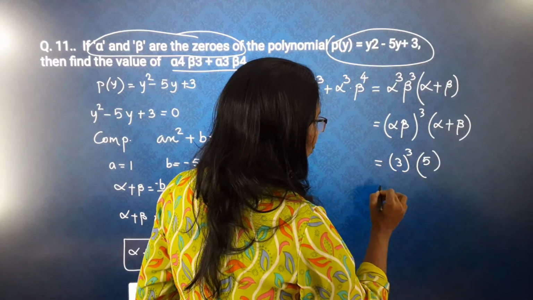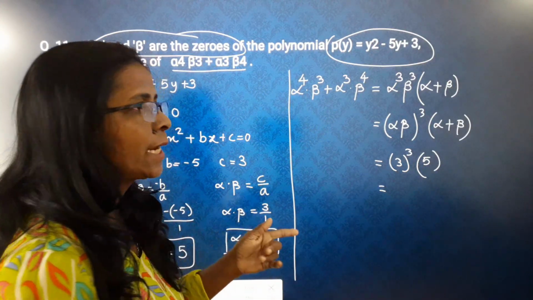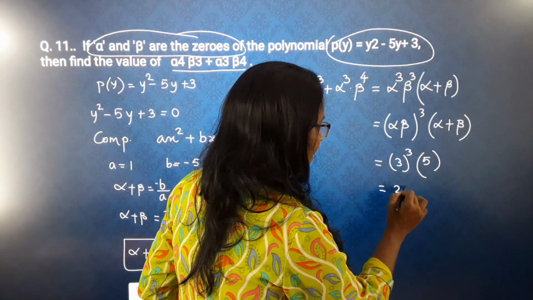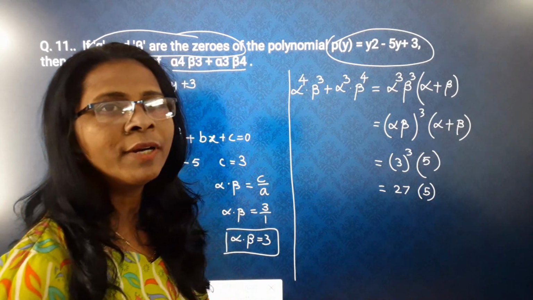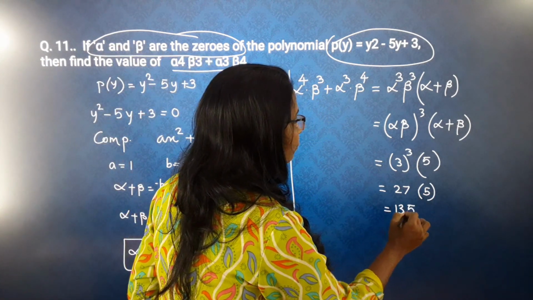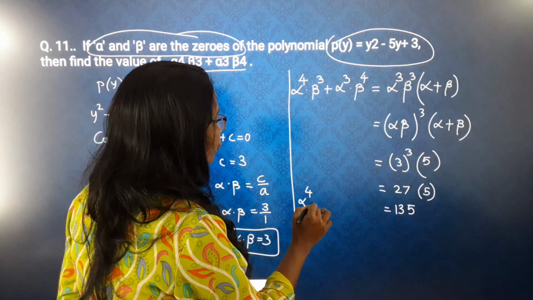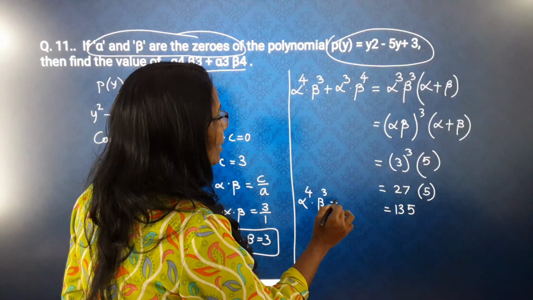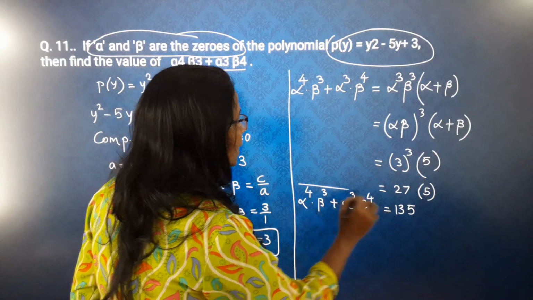So here the cube of 3, students: 3 threes are 9, 27. So 27 multiplied by 5, and that means 135. So this way alpha raised to 4 beta cube plus alpha cube beta raised to 4 is equal to 135.